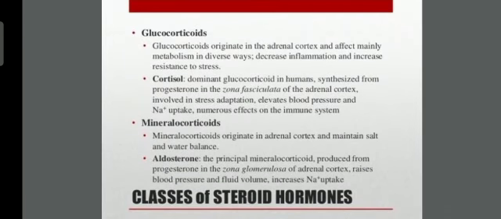Next, I will discuss the classes of steroid hormones. Actually, there are 5 classes of steroid hormones. First one is the glucocorticoids. Glucocorticoids originate in the adrenal cortex and affect mainly metabolism in diverse ways, decrease inflammation and increase resistance to stress.